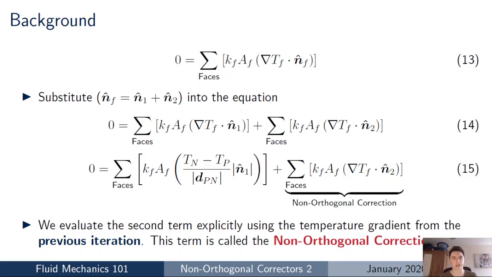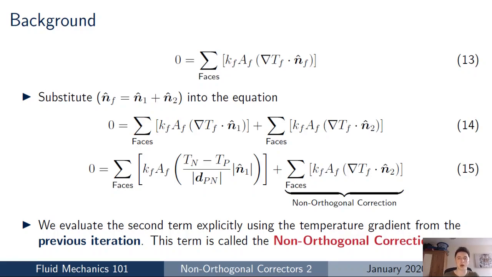Now, from that previous diagram, we saw that n1 was chosen specifically to be parallel with the vector dpn. And because it's parallel, we can use the approach that we used previously to simplify the first summation, and then we arrive at equation 15, which you can see there. You can see the first summation, we've now got Tn minus Tp divided by dPn in that summation. And because that treatment is exactly the same as what we've seen and used before, we can rearrange that term to set up our system of algebraic equations to solve using the CFD solver.